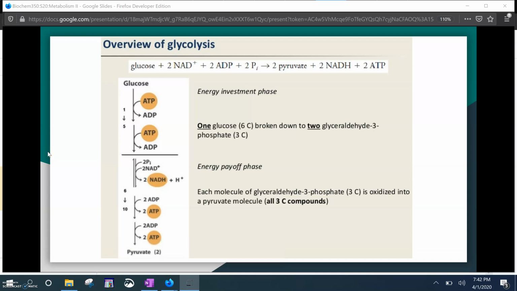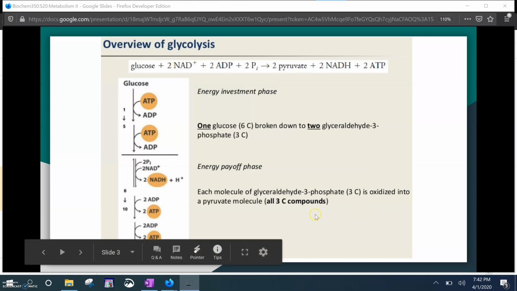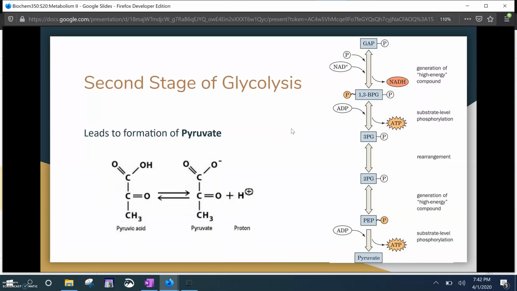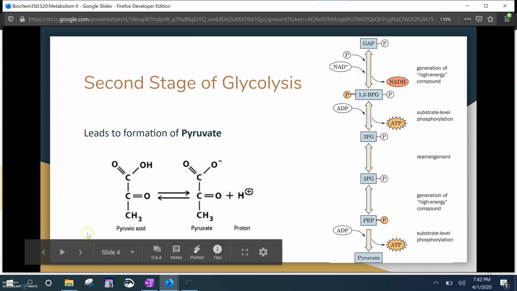So now we're going to continue with the next phase of glycolysis, which is steps 6 through 10. This second phase is what leads to the formation of pyruvate. We're going to start with this GAP, glyceraldehyde phosphate, that we ended the last one with. And remember, you're also going to end up with 2 of those. They're going to go through a series of steps, and we're going to end up with pyruvate, and we're going to have 2 of those.